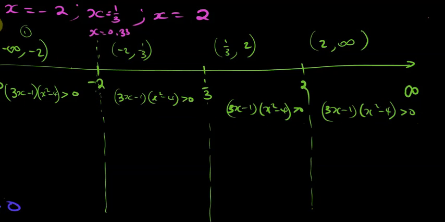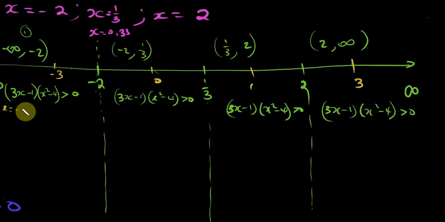So let's get some testing points. We'll test -3 here, and here we'll test 0, and right here we'll test 1, and there we shall test 3. Let's go on and do it.